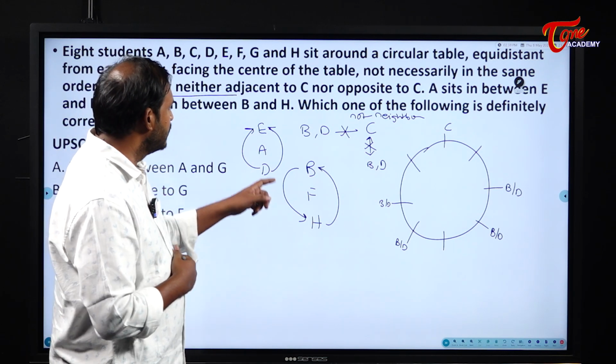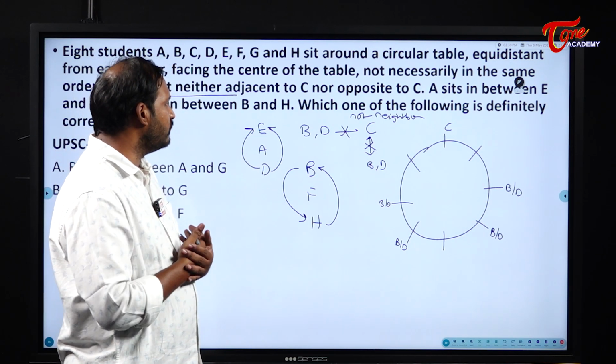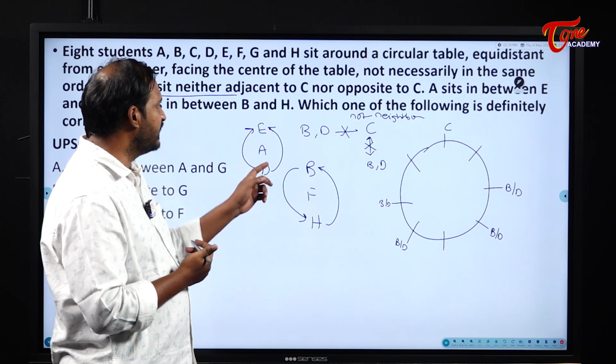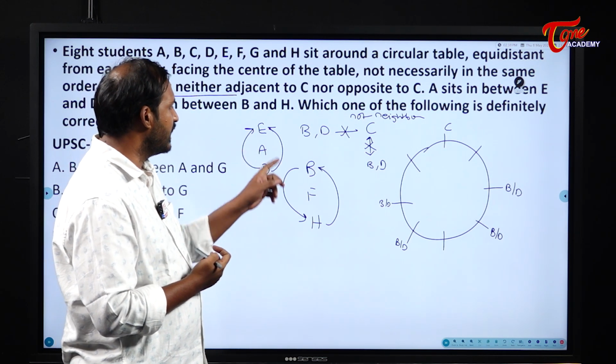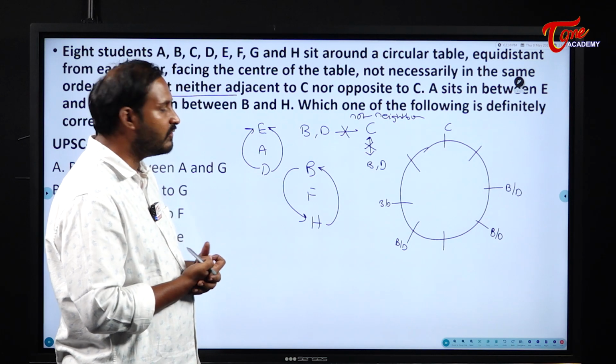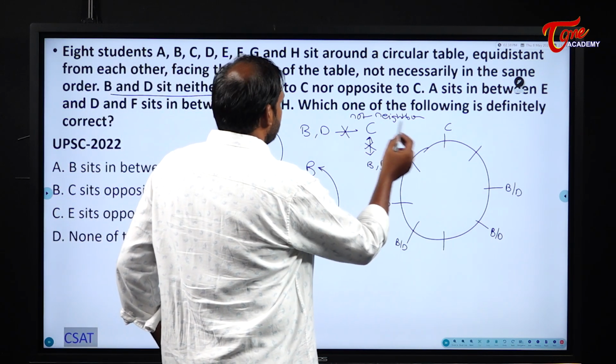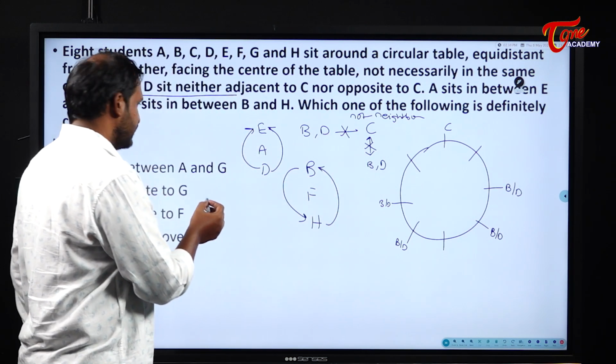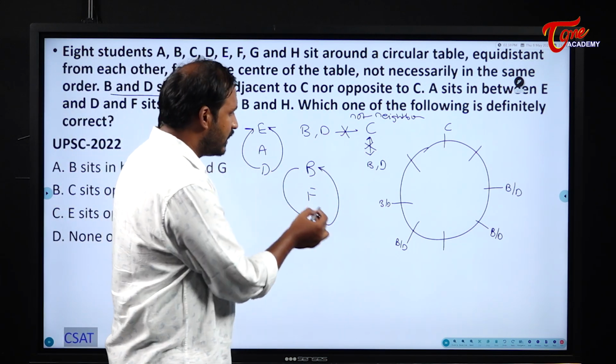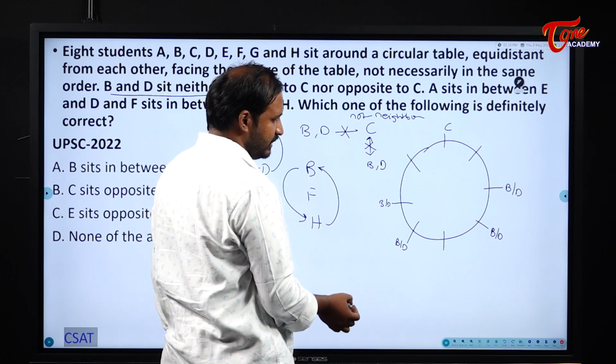Okay, now see here, between D and A I have E, and between E and D I have A, and between B and H I have F. Now see here students, from this what we can see is where I can put, for example, if I assume B here or here.